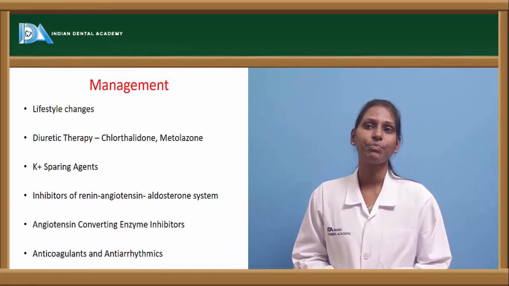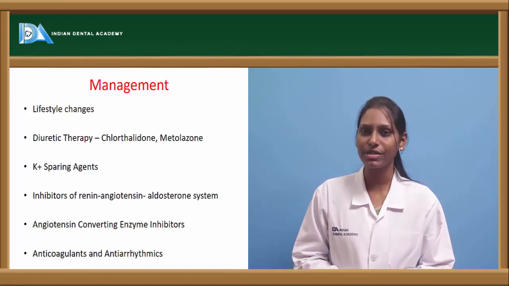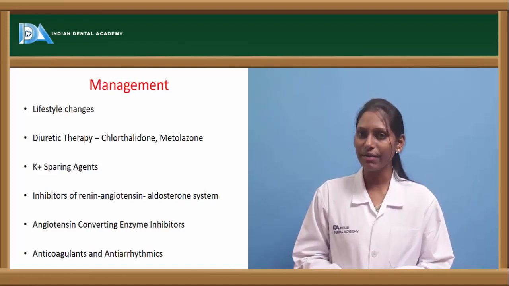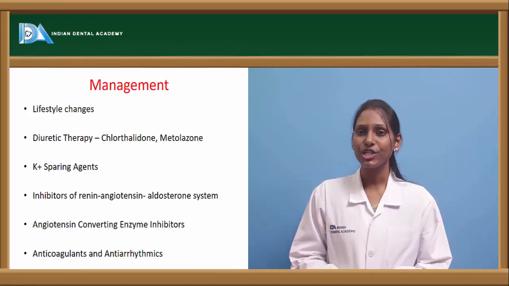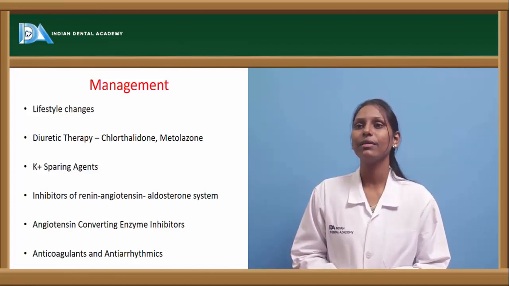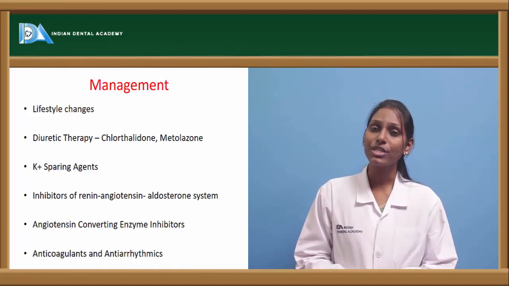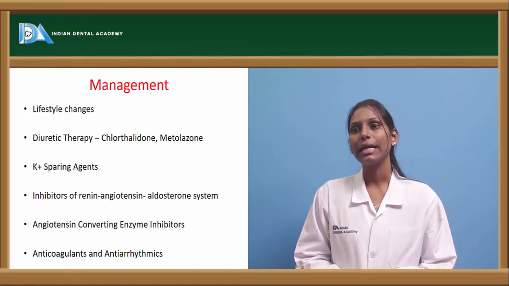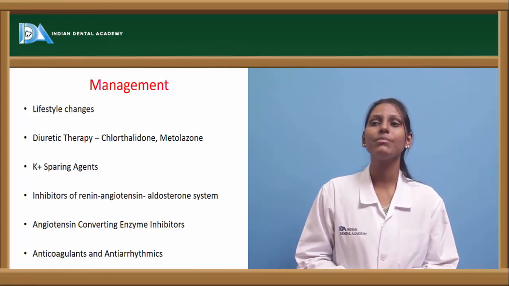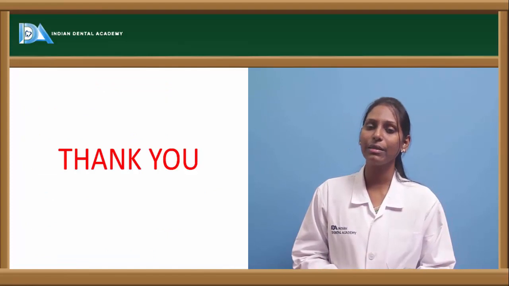So how do we manage? The first important thing is lifestyle changes. Adopt a good lifestyle, good dietary intake, and exercise. Do not have a sedentary lifestyle. Ask patients to avoid the risk of obesity. Diuretic therapy with chlorthalidone and metolazone is useful. Potassium sparing agents will also be helpful. Inhibitors of the renin angiotensin aldosterone system, angiotensin converting enzyme inhibitors, anticoagulants and antiarrhythmics are also helpful in the management of congestive cardiac failure.